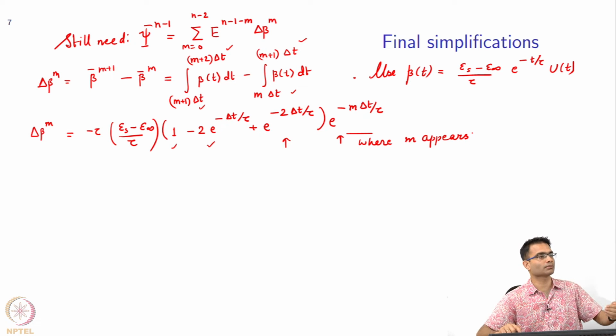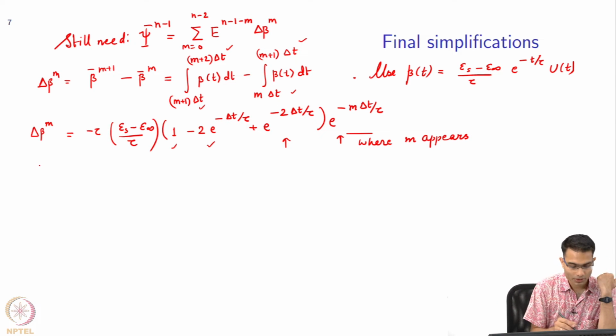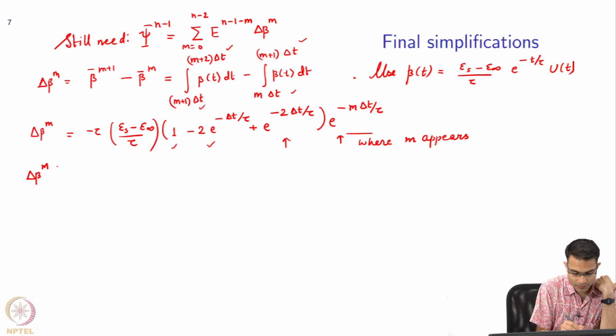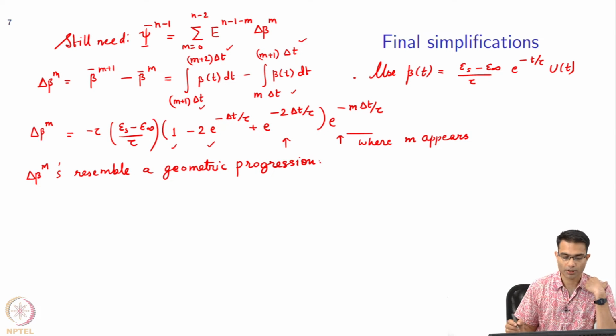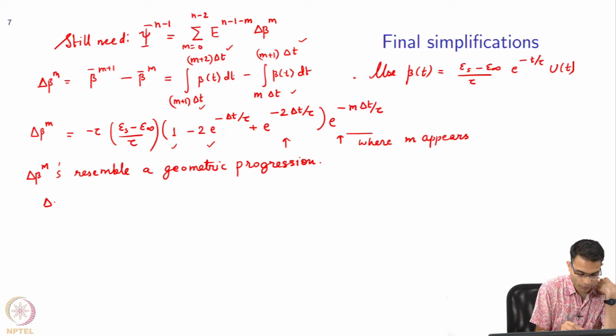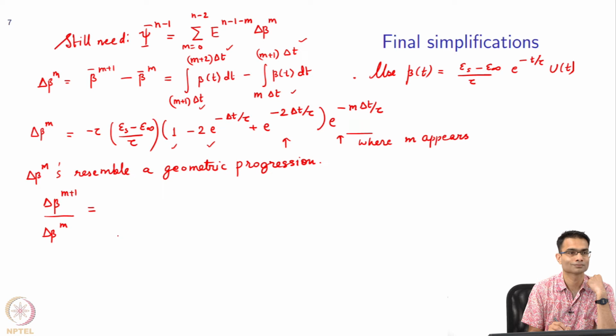So, what do these delta betas resemble? What kind of series does it look like? Geometric progression. Every term is obtained by multiplying just one constant term to it, right. So, in other words, these delta beta m's resemble a geometric progression, and that is a thing that is going to help us a lot, because we know that the ratio of consecutive terms of a GP is constant, right, independent of m. So, if I look at delta beta m plus 1 divided by delta beta m, what should this ratio be? Yeah, m should not be there.